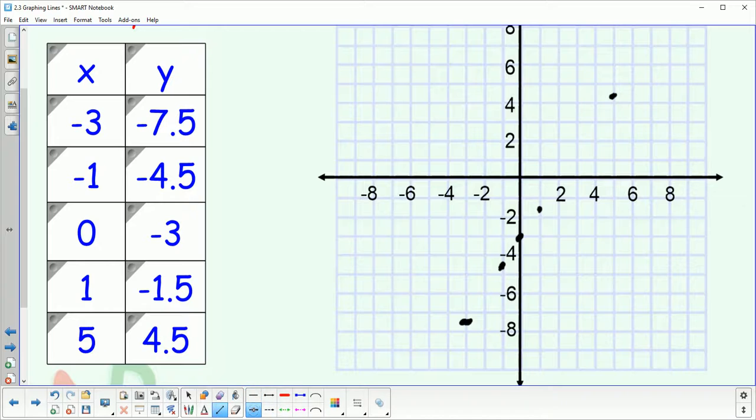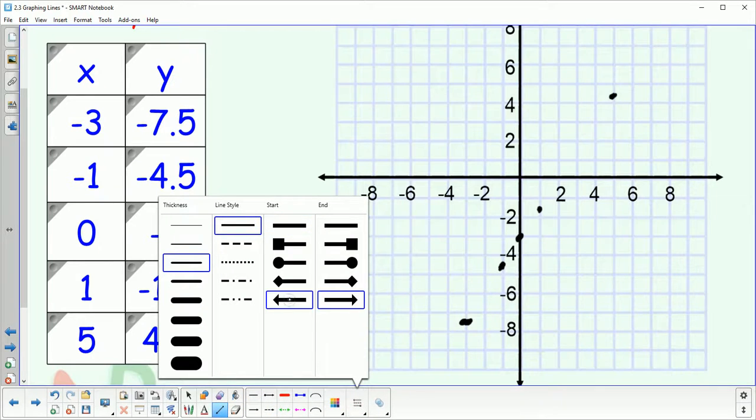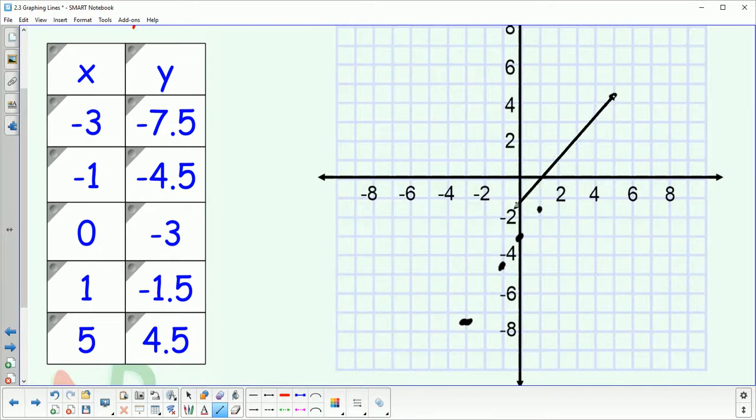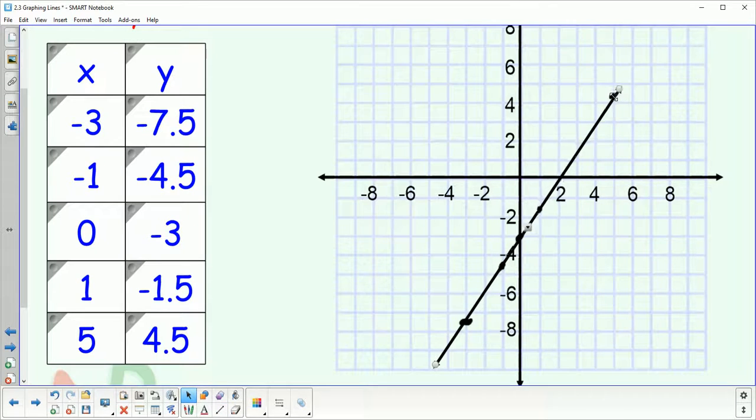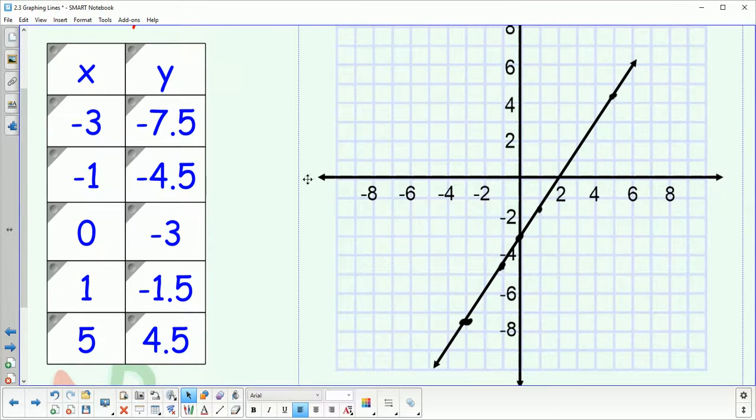And then I'm going to draw my line. I want to make sure that I have arrows on both ends. I'm going from one point all the way through the other point, and that will give us our line. And there you go. Okay, so we're choosing x values, plugging them in, plotting our points, and drawing our line.